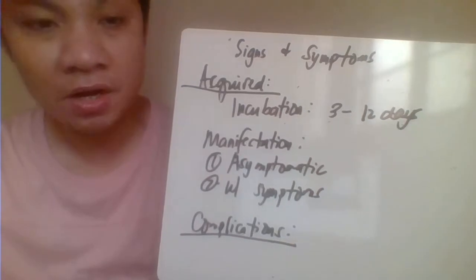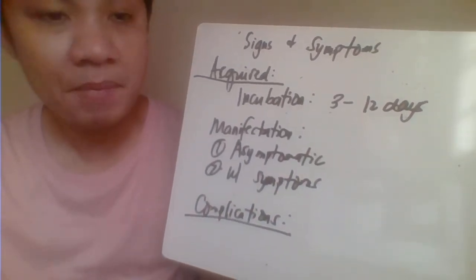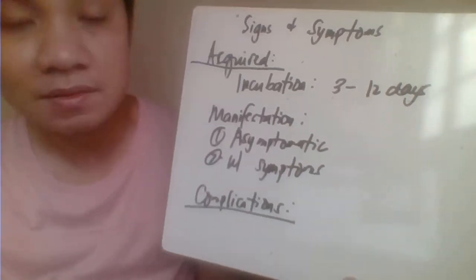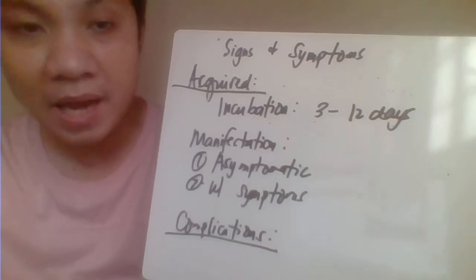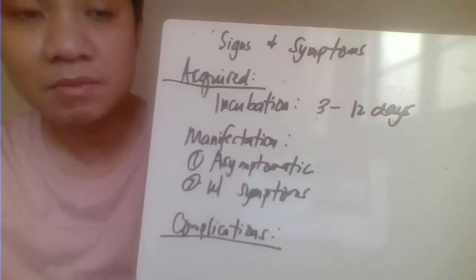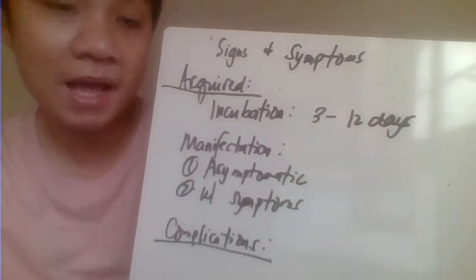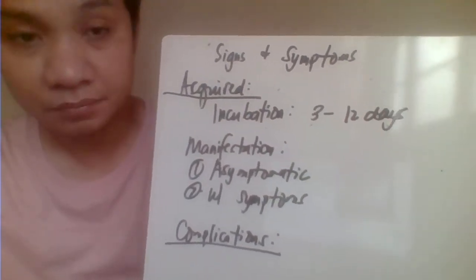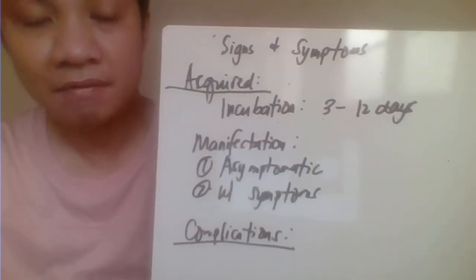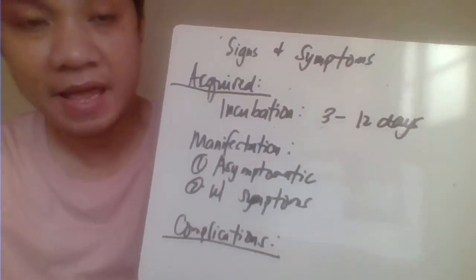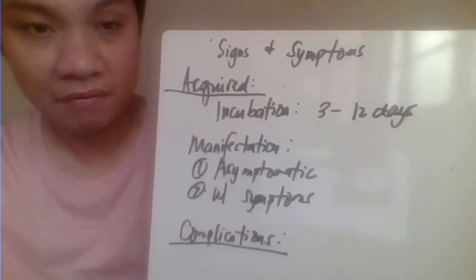Okay, manifestation, the patients may be asymptomatic, but some patients would eventually have signs and symptoms. Pag may signs and symptoms ang patient, that may be in the form of flu-like symptoms. The flu-like symptoms include fever, headache, and malaise. You have also splenomegaly and hepatomegaly. Splenomegaly because of the presence of the infection, so your spleen tries to be inflamed. Then we have also hepatomegaly because this would have liver manifestations.